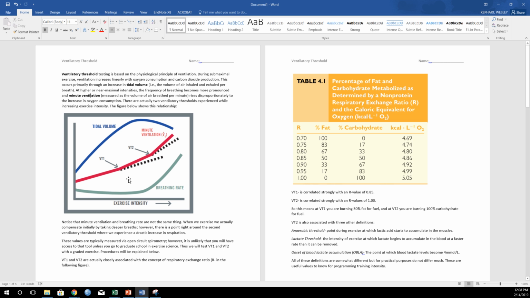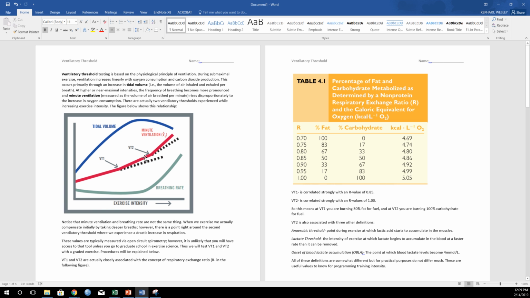Now, there's actually two separate ventilatory thresholds that we're going to be assessing in class today. This VT1, if you've ever heard of someone talk about a talk test, that's more or less what VT1 is. So VT1, or ventilatory threshold 1, is essentially when you're exercising at an intensity that talking starts to be labored, and you can't really hold a conversation anymore. So once you're increasing in intensity, if you can't hold a conversation anymore, you've surpassed VT1.